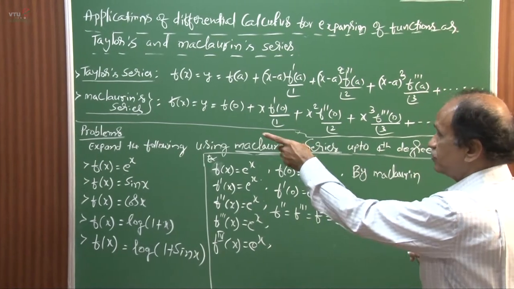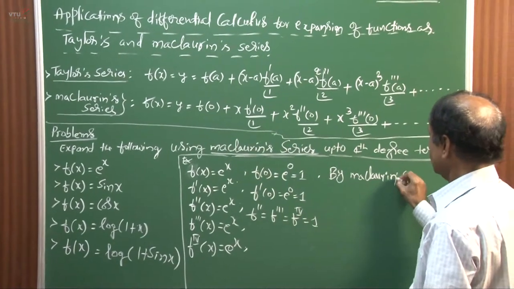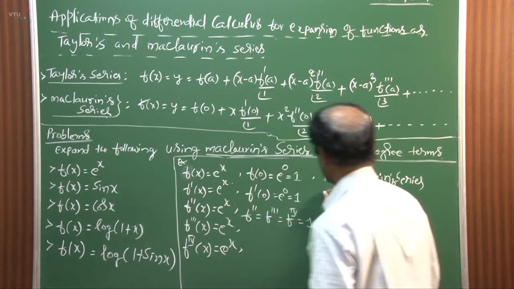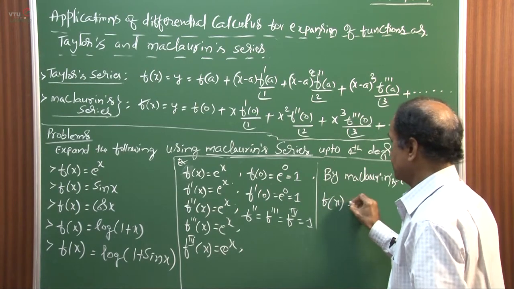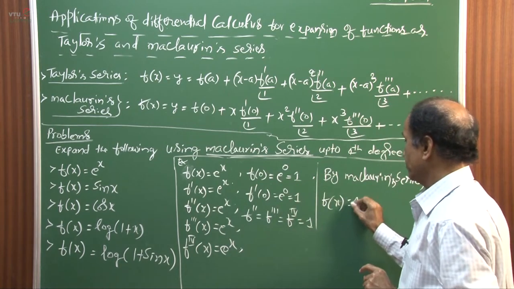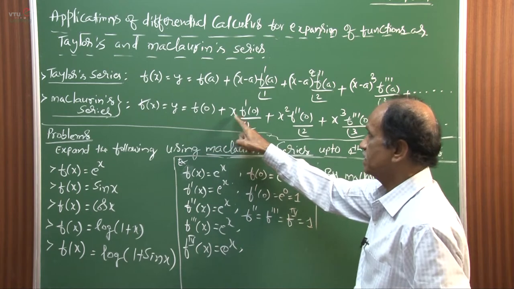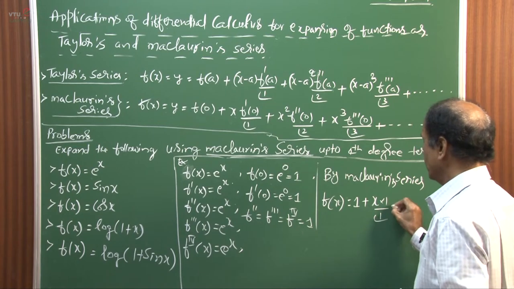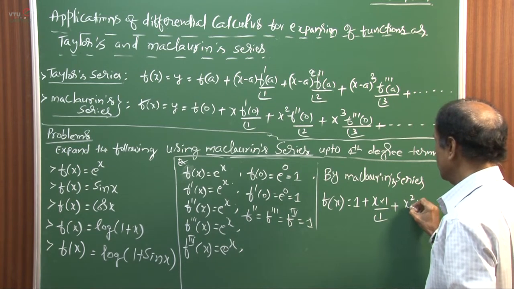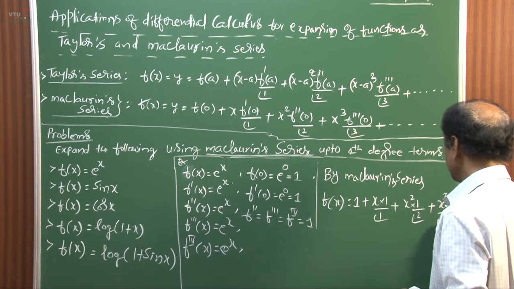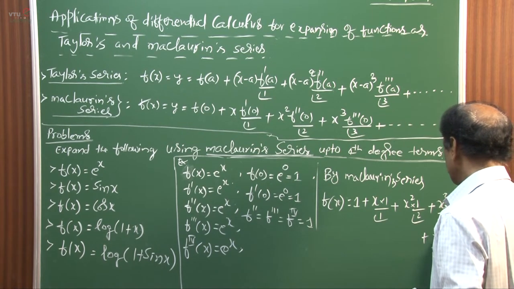On the left side you can put f(x) equal to the given function. Here I will write f(x) equal to this formula: f(0), that is 1, plus x into f'(0), that is into 1 by 1 factorial, plus x square into 1 divided by 2 factorial, plus x cube into 1 divided by 3 factorial, plus x to the power of 4 divided by 4 factorial into 1.